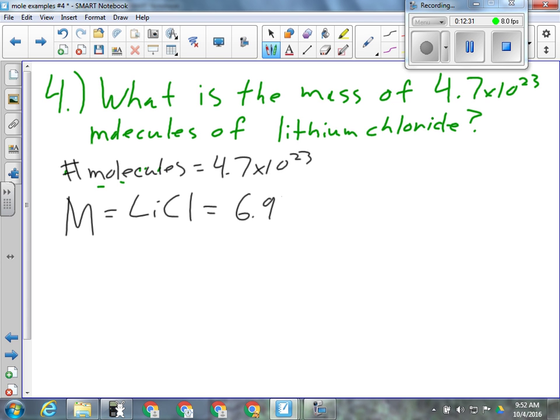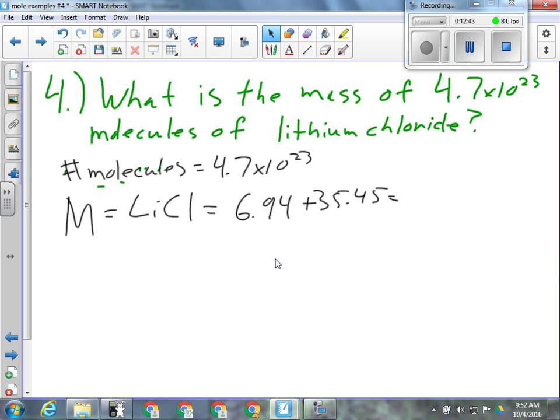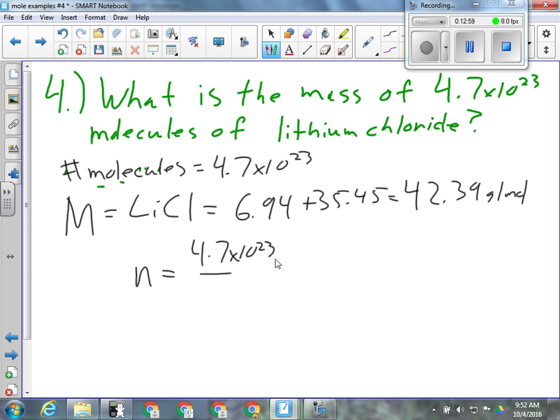So 6.94 plus 35.45 gives me 42.39 grams per mole. Now that I have the number of molecules, I can find N. N will be the number of molecules, 4.7 times 10 to the 23 over Avogadro's number. That's the number in 1 mole. That will leave me with number of moles.